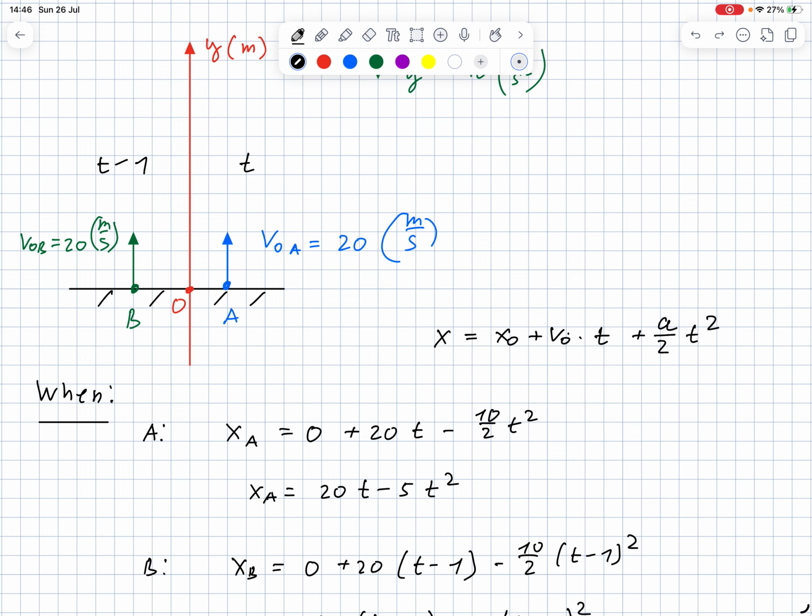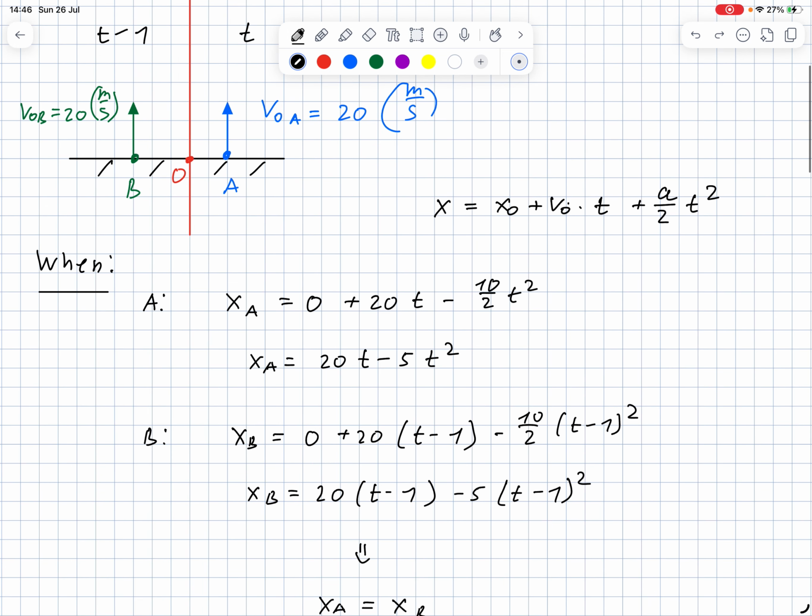Now we're going to build the position function for object B. Initial position is also 0, initial velocity is also 20, but again t is t minus 1. Also minus 10 divided by 2 times t minus 1 squared. So this is the expression for the position of object B.